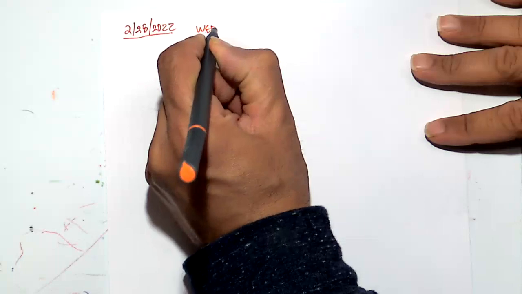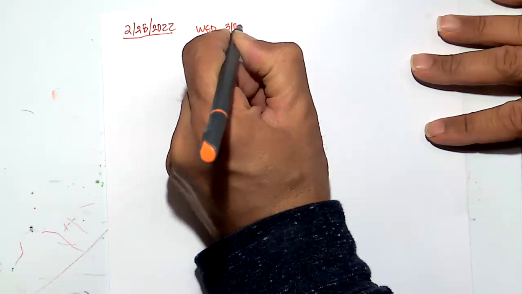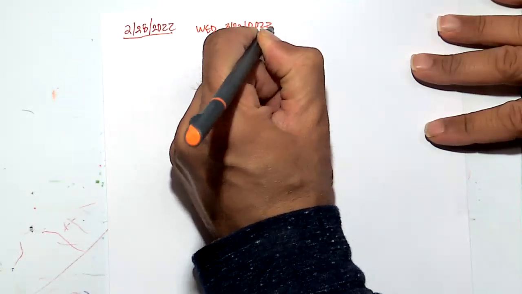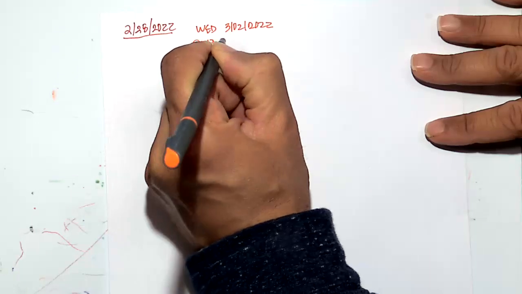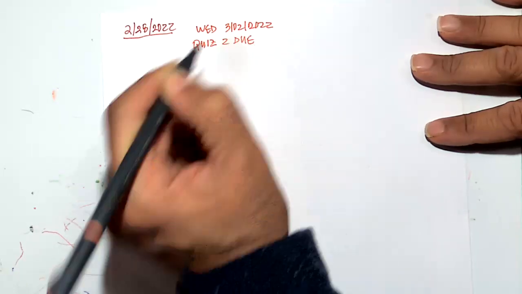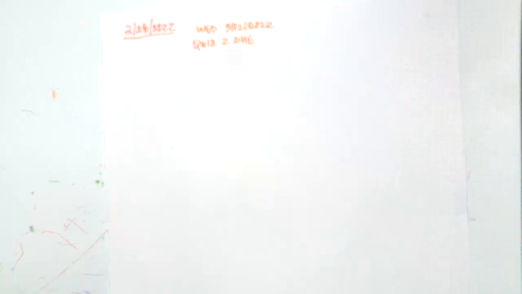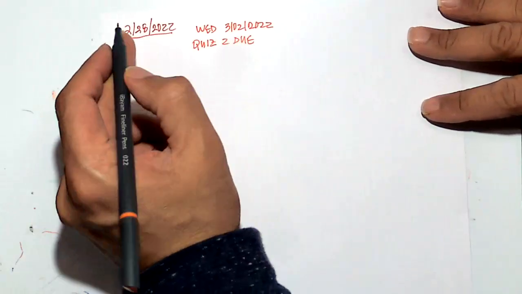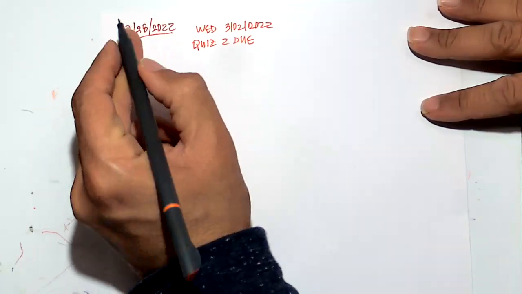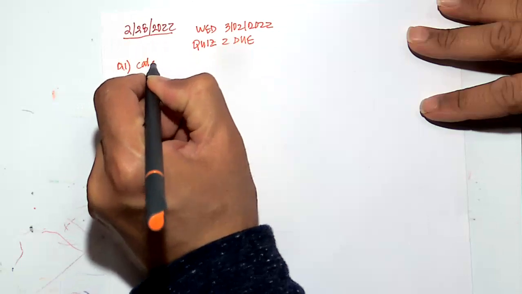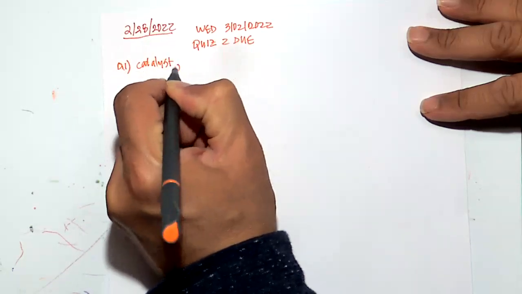All right, so let's go over this exam. It's Wednesday. I believe that's the 2nd. Make sure you turn in quiz 2 as well. Quiz 2 is also due on that date. So let's talk about the multiple choice a little bit here. Make sure you know what a catalyst does. What does a catalyst do?